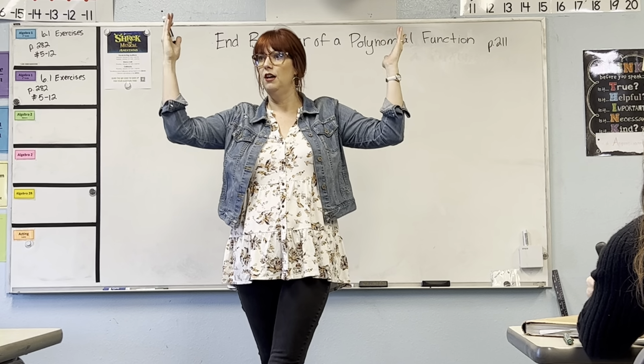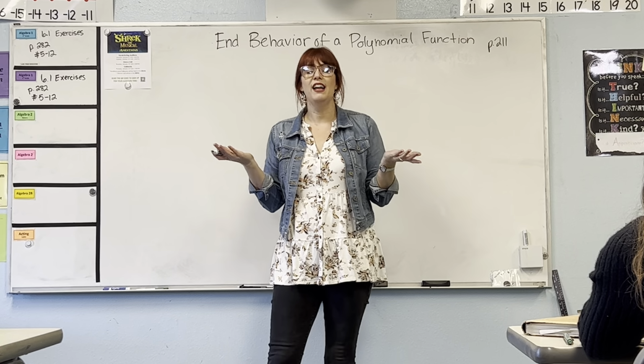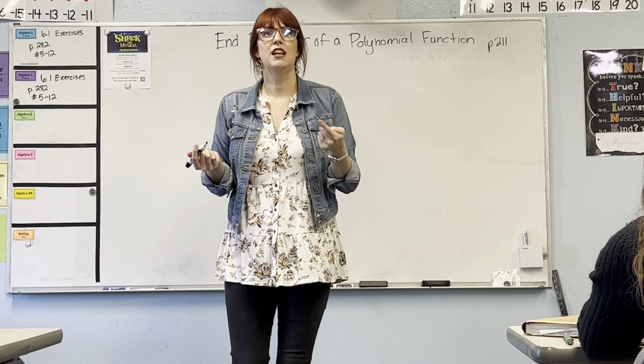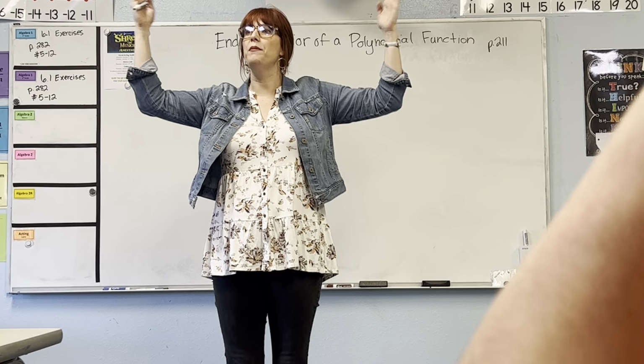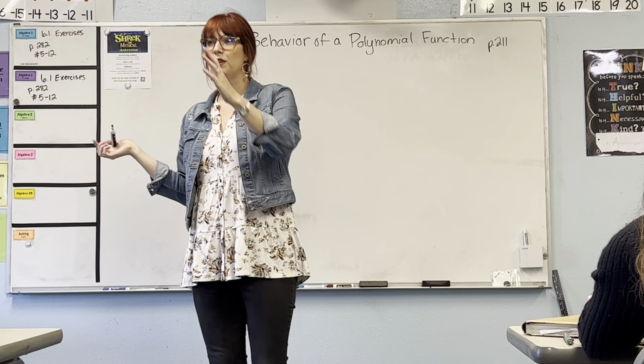Are they both going up? Are they both going down? What are the goalposts doing? So for a quadratic function, what are the ends doing? Going the same way. Yeah, the same way, right? They're going up. What makes them go down? A negative leading coefficient. Okay. We learned what a leading coefficient is.